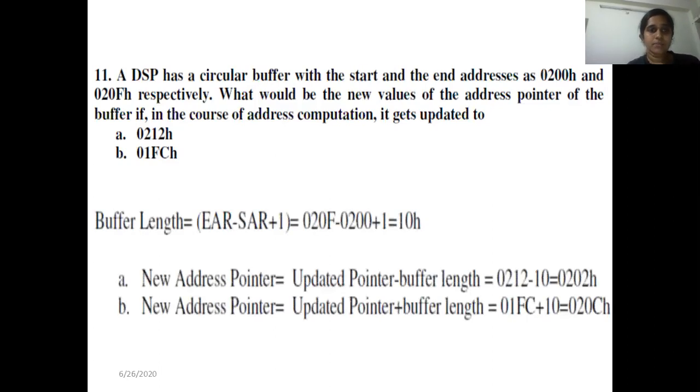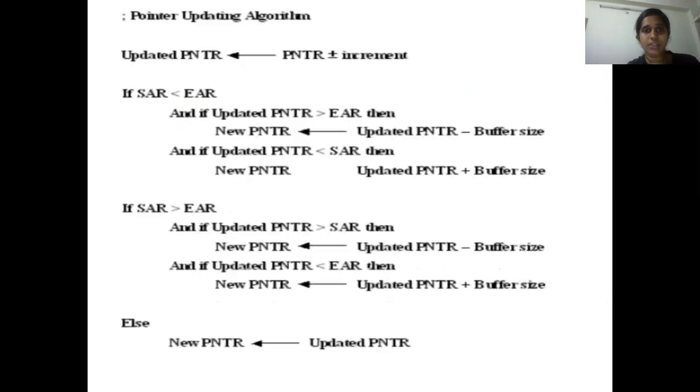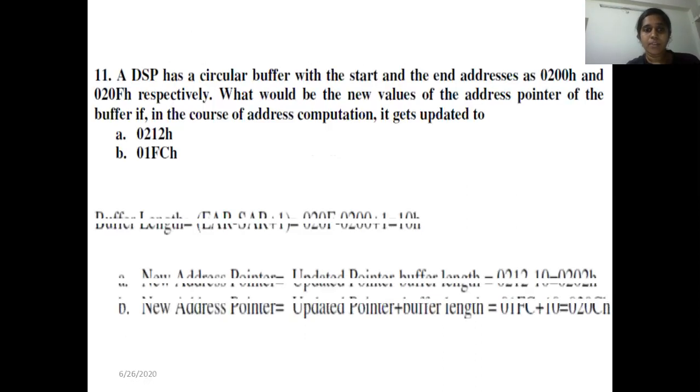Coming to this, we can calculate in this way. First we need to calculate the buffer length. They have asked us to calculate the new address pointer. What is the general way of representing it? Updated pointer minus buffer size. That is what we have seen just now. Updated pointer minus buffer size. This is the general formula.